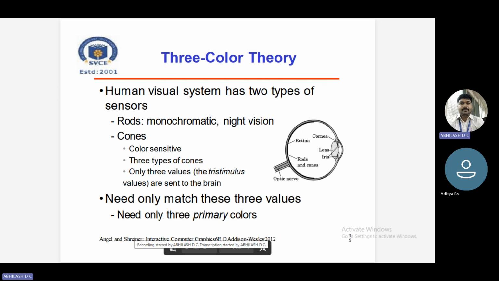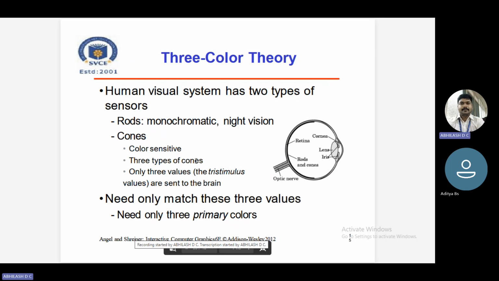Rods are monochromatic, meaning at night you can only see white or black. That's why we have something called night vision. Mono means one, chromatic means color, monochromatic means one color. In the dark, under moonlight, we only see variations of white to black. Cones are the cells which work in the morning when we have light. So cones are color sensitive.